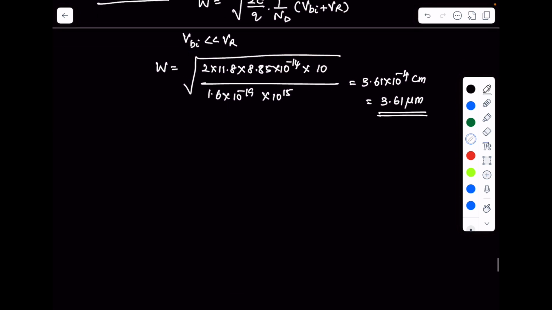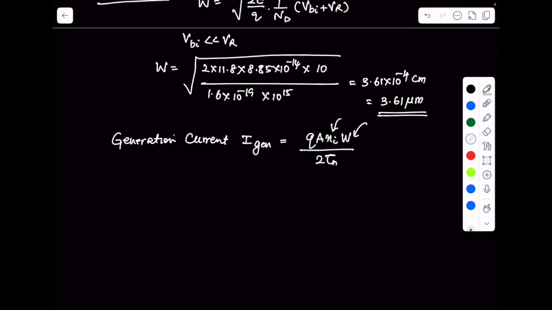Once you know the depletion width, based on the Shockley-Hall derivation, the generation current can be written as Igen equals q A ni W by 2 tau n. What you see here is that this generation current is dependent on ni and temperature. The higher the ni or the higher the temperature, the more generation current you're going to see because the probability of generation increases. As you increase the depletion width, you have more traps available, so the generation current goes up. And it depends on the generation time constant.